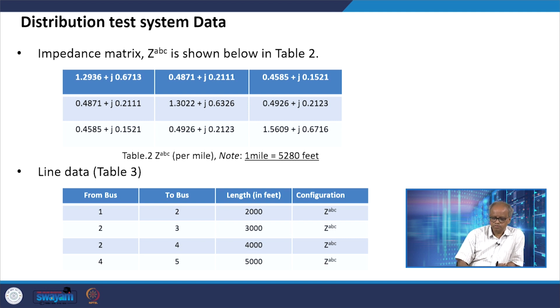Their lengths are 2000 feet, 3000, 4500, and 5000 feet, and we have already given the line impedance matrix in terms of per 5280 feet. So using this length we can calculate the actual impedance matrix of the lines. For example, the impedance matrix of this line would be this divided by 5280 times the line length, that is basically 2000, whatever it comes to. Similarly, we can derive the line impedance matrix for this line, for this line, for this line.